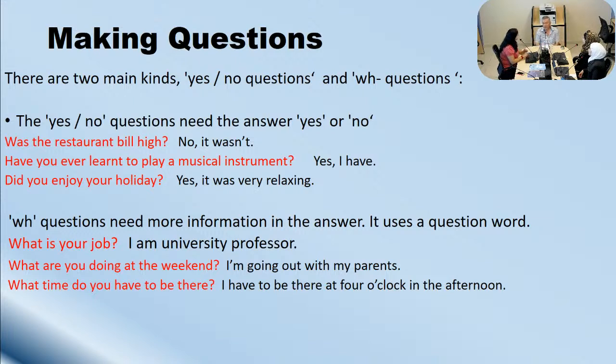I'm going out. In the exam, he may receive a dialogue. In the dialogue, I am a university professor. The student can do two steps if he is not very good. If he is good, he can say, are you a university professor, or is your job a university professor? Then we omit a university professor and say, what is your job? Add the question word. What are you doing at the weekend? I'm going out with my parents. What time do you have to be there? I have to be there at 4 o'clock in the afternoon. So when we have a question word, we need a full answer or more information in the answer.